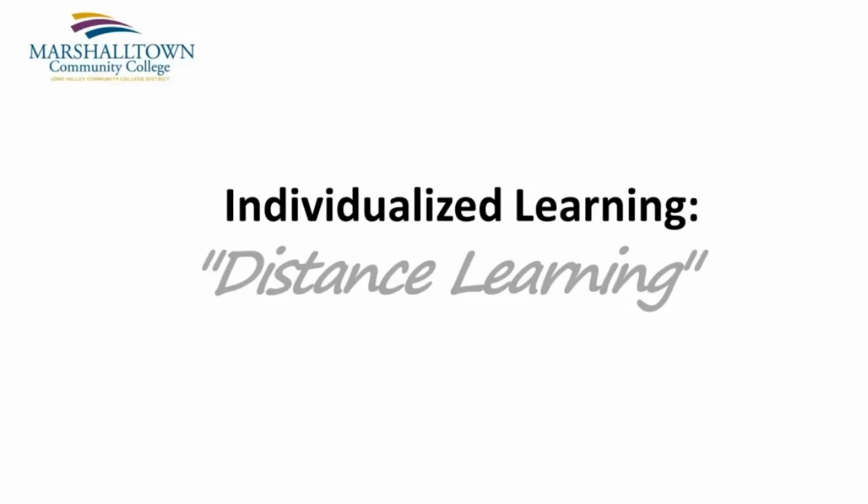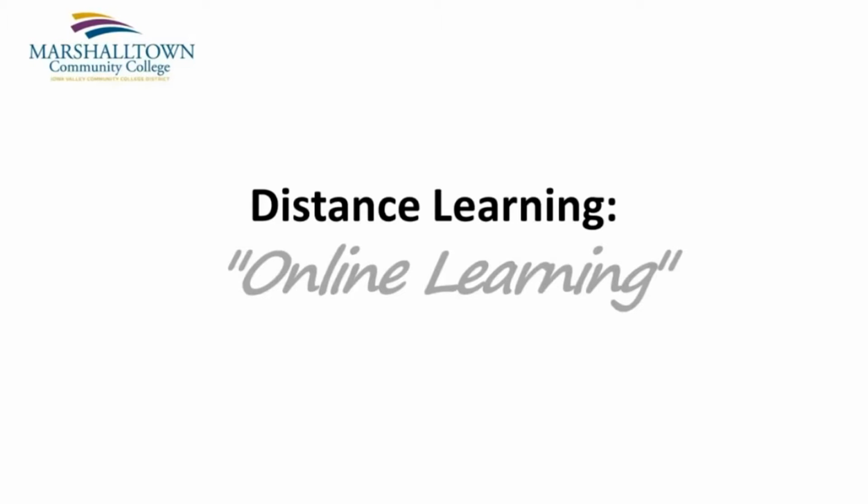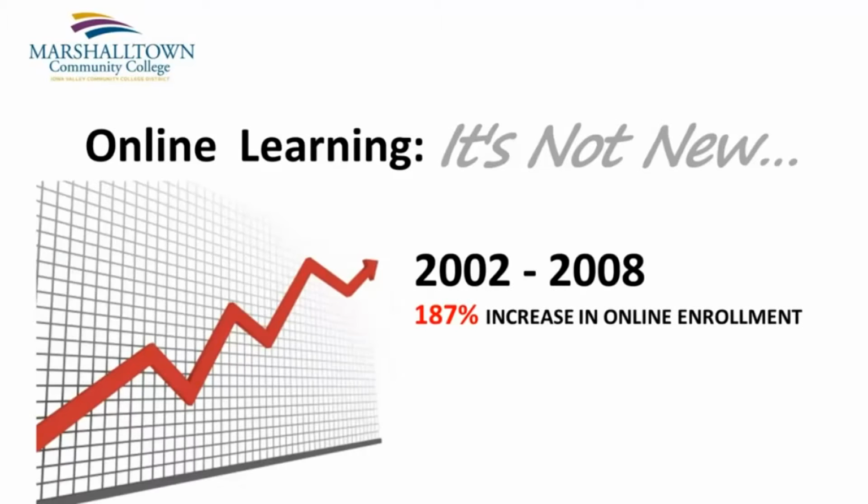Eventually, the concept of individualized learning turned into distance learning, which is still nothing new because even as early as 1950, Iowa State University was broadcasting TV courses that students could take instead of going to a classroom. Eventually, the concept of distance learning turned into online learning, which was made possible, of course, by using the internet and the web. The real spike in online learning happened between 2002 and 2008, where online enrollment increased by 187%.